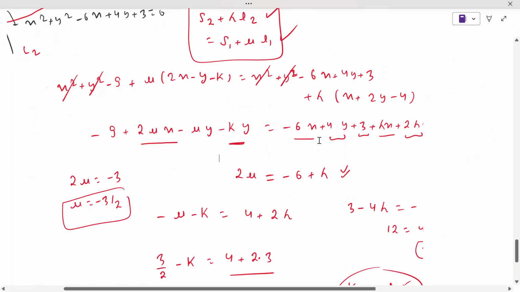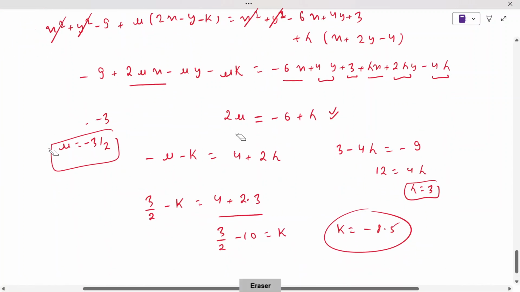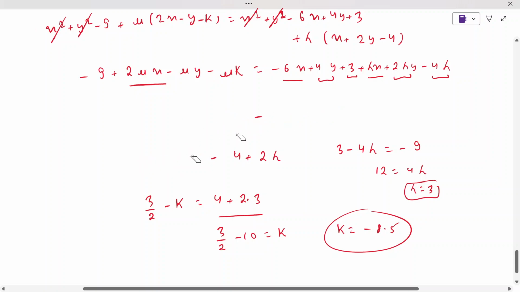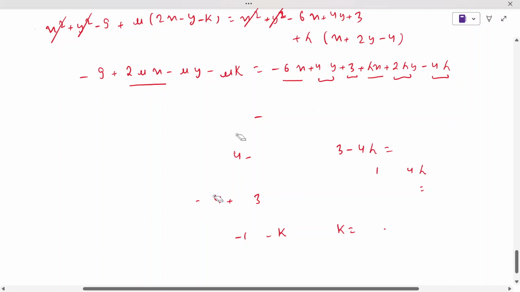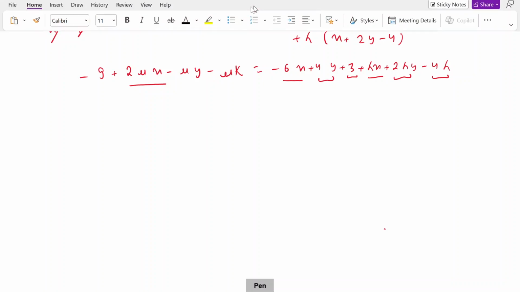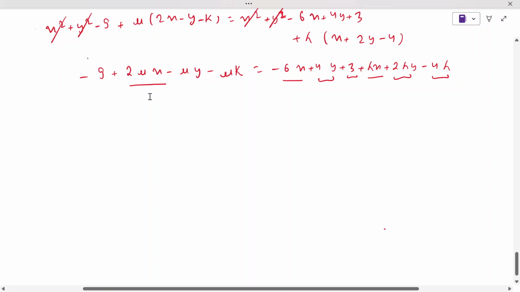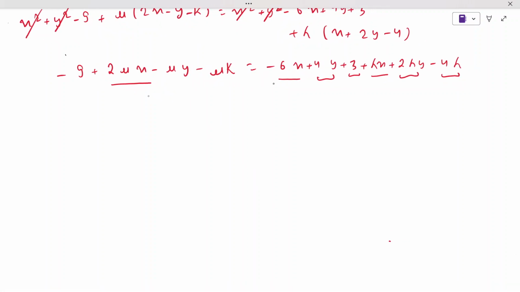Fine. So it should be mu k. So I can just modify our calculation. So 2 mu x minus mu y minus mu k, that is minus 6x plus 4y plus 3 plus lambda x plus 2 lambda y minus 4. Now compare the coefficients. But you can't solve it without actually solving the question. Just keep in mind all this.